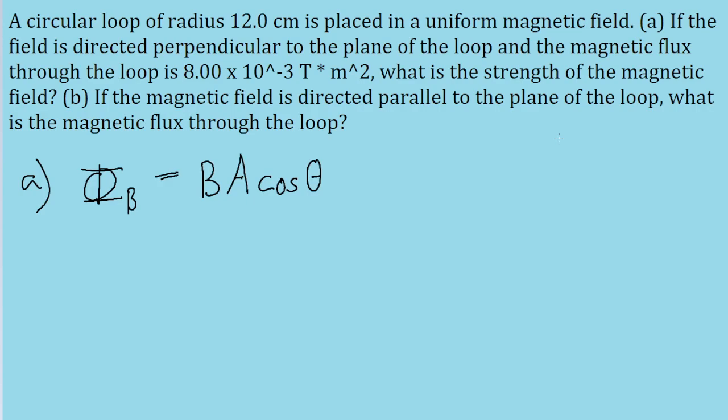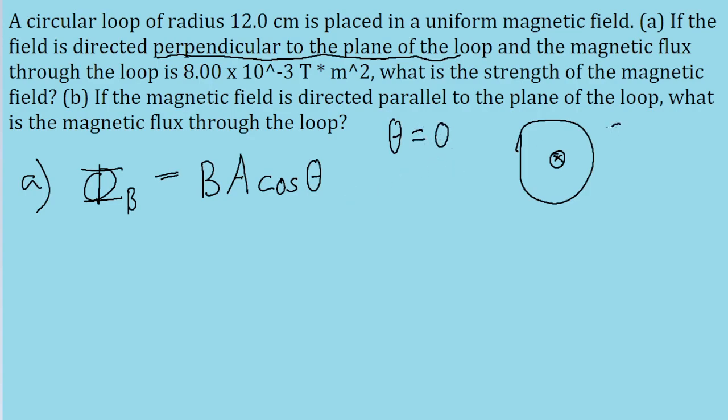loop perpendicularly. So if we had a picture of our loop, then we could represent the direction of the normal by using a dot or by using an X symbol to indicate that it's either out of the page or into the page. For our purposes, however, the problem tells us that the field is directed perpendicular to the plane of the loop, which means that theta, the angle, is going to be 0 degrees.